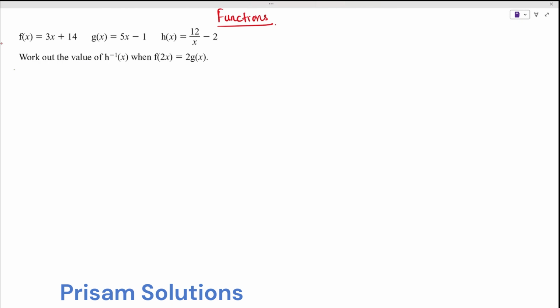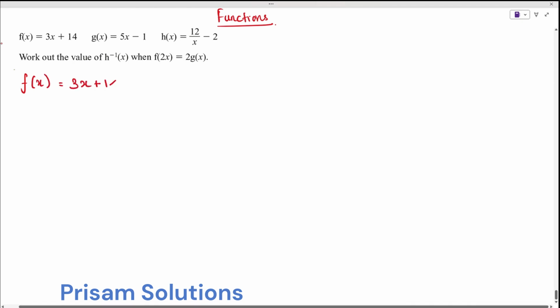To start off, we're going to find f of 2x. f of x is equal to 3x plus 14, as given in the question. For f of 2x, we substitute 2x into all of the x's, so this is equal to 3 times 2x plus 14. This simplifies down to 6x plus 14.